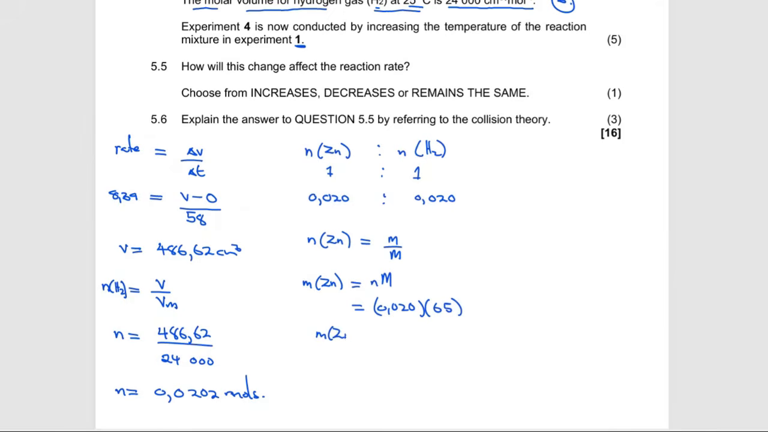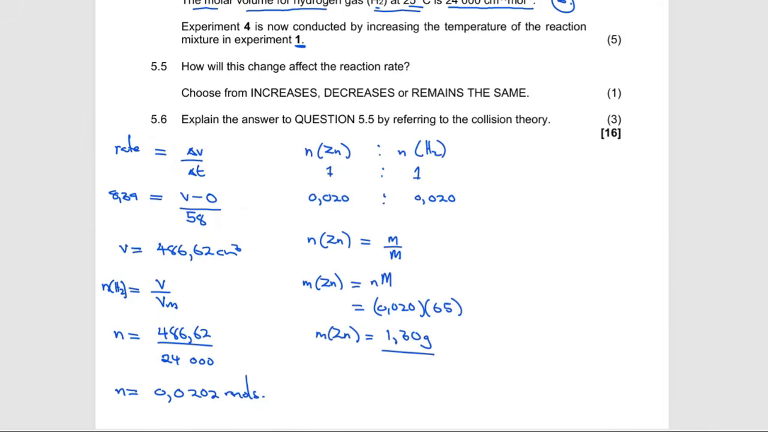So n of zinc there is equivalent to 0.020, multiplied by 65. According to this, I'm getting a value of 1.30. So it's going to be 1.30 grams. That's my final answer there.